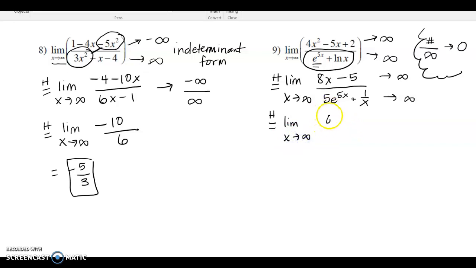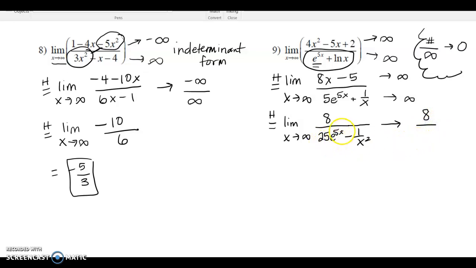The derivative of the numerator is 8. Derivative of the denominator, 25e to the 5x minus 1 over x squared. So that was x to the negative first. Derivative would be negative x to the negative second, or minus 1 over x squared. So when I evaluate this as x approaches infinity, what this is really acting like is 8 in the numerator, that's going to stay 8.